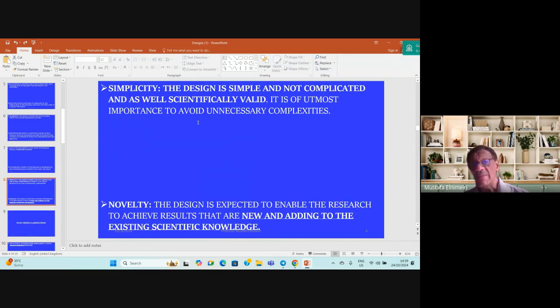The design should also be simple and not complicated, as well as scientifically valid. It's of utmost importance to avoid unnecessary complexities. Then novelty, which means that the design is expected to enable the researcher to achieve results that are new and add to the existing scientific knowledge and database.